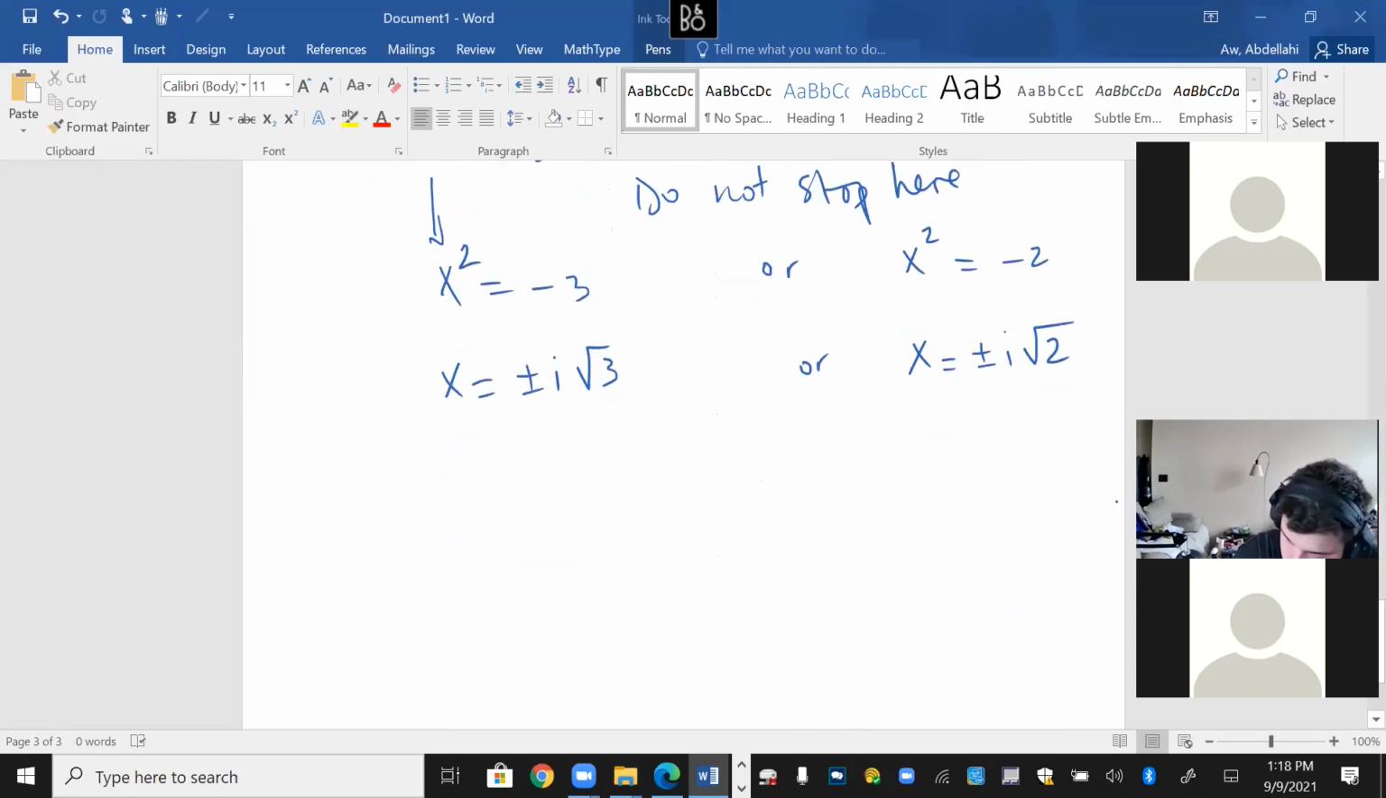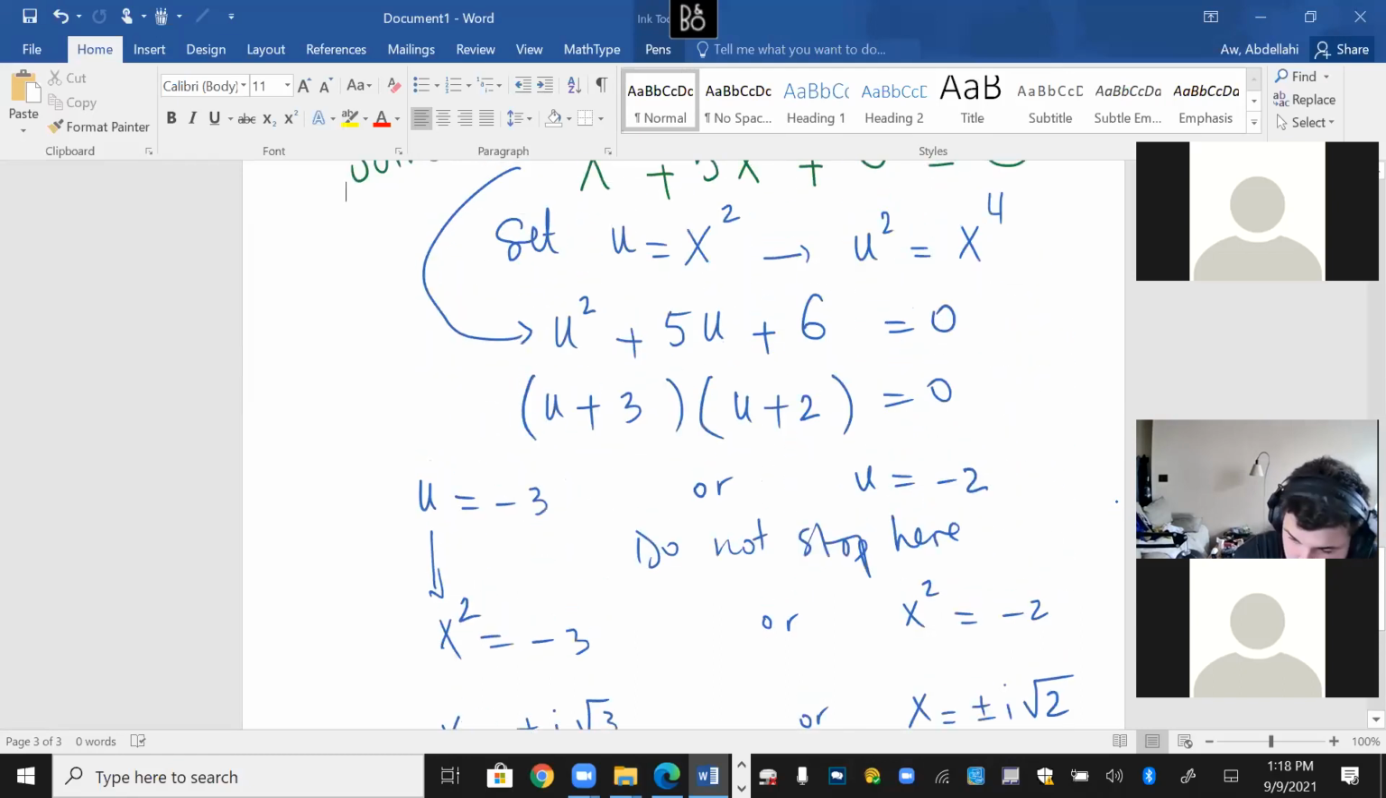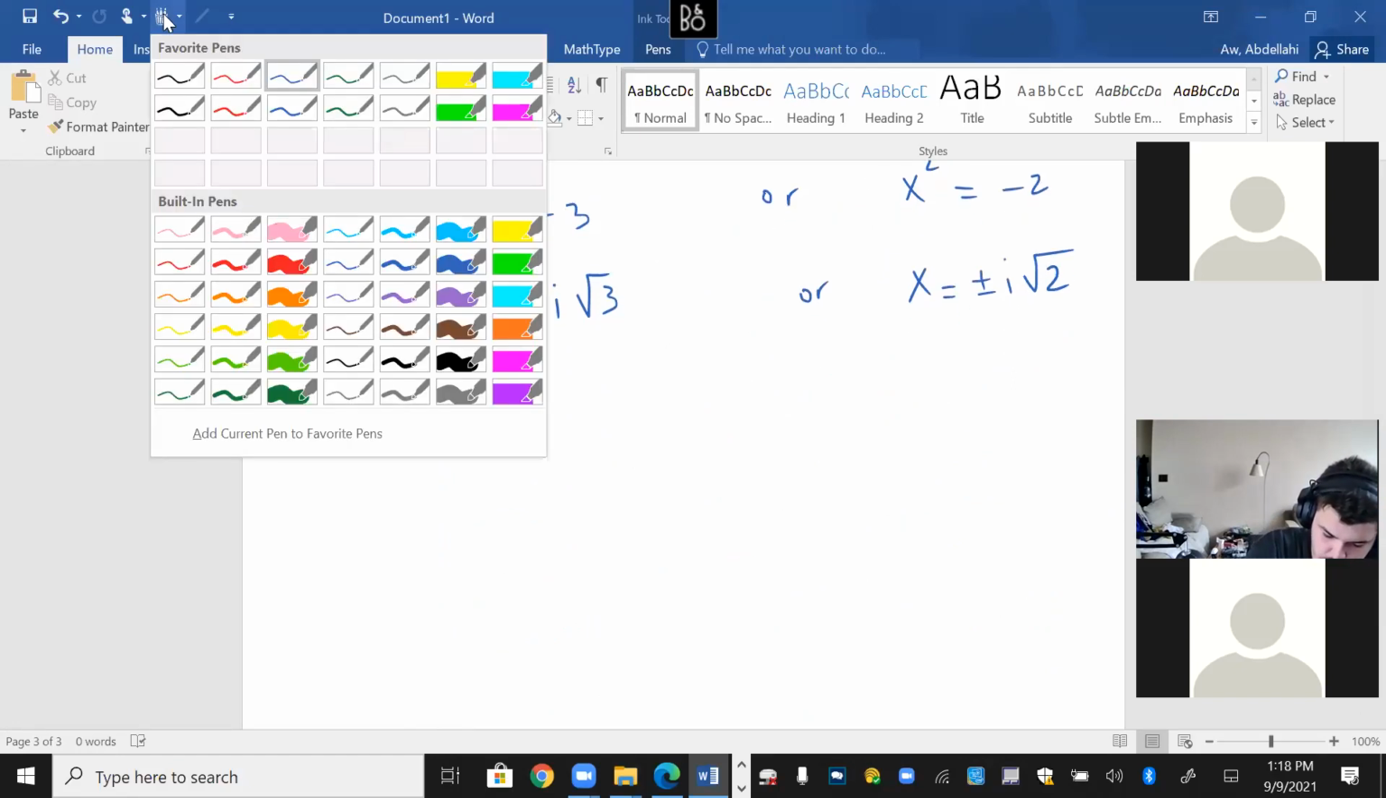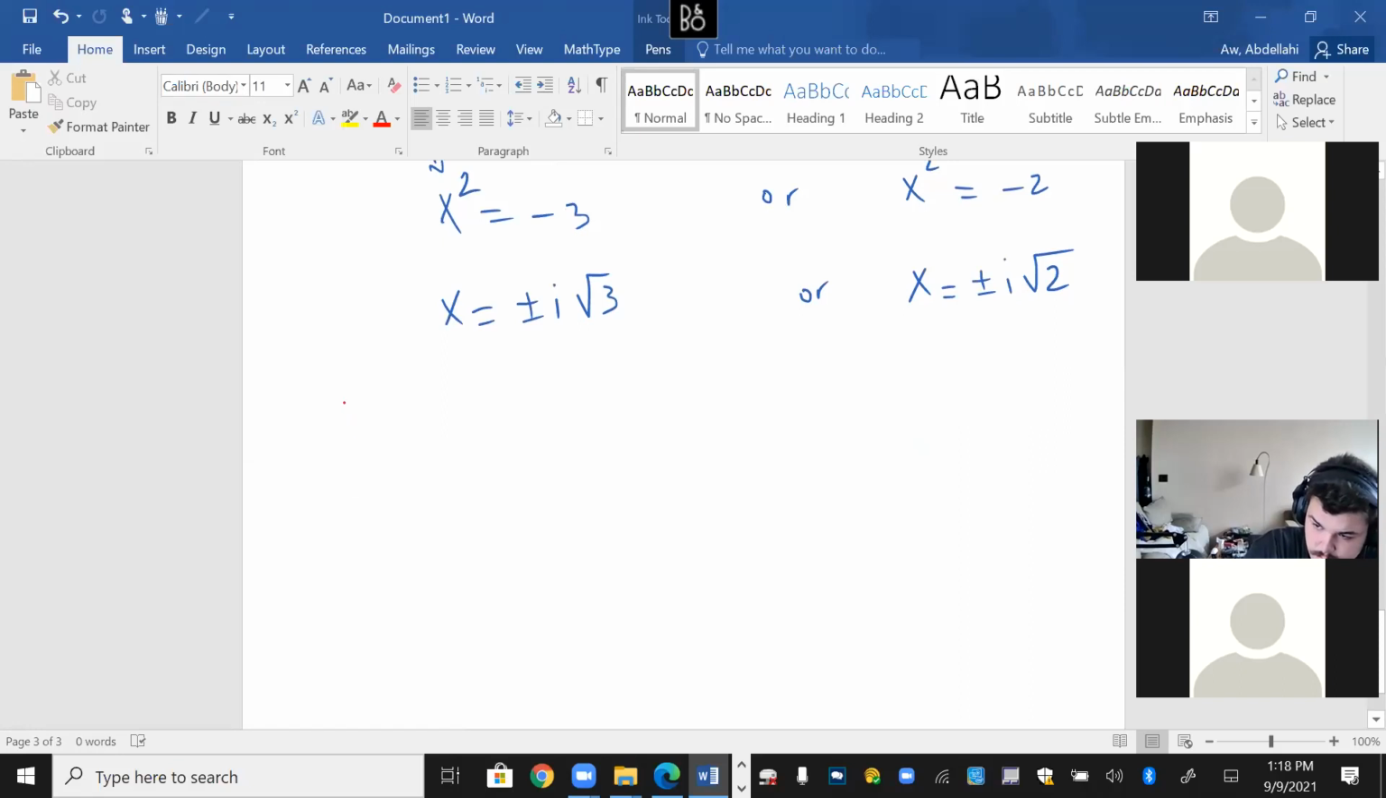All right. So we are trying to go over some types of equations. And then we have another type of equation, absolute value equations, right?